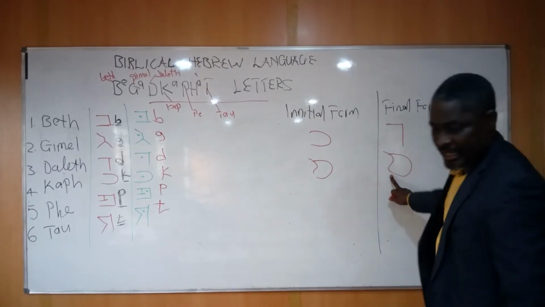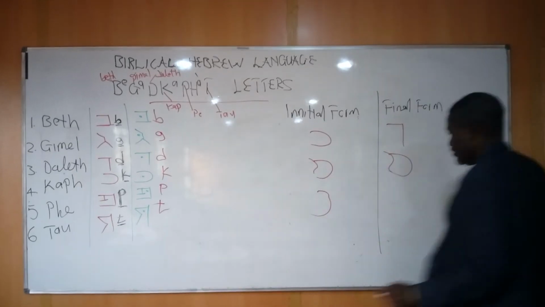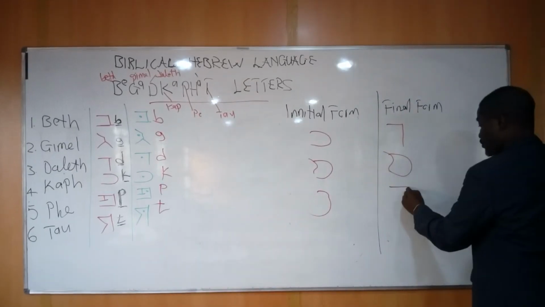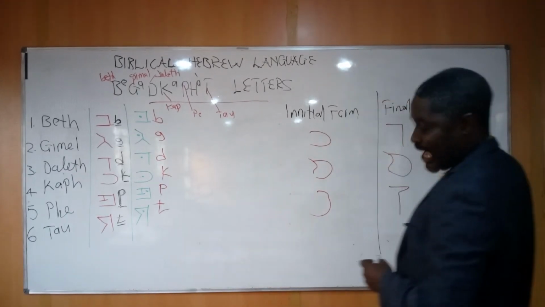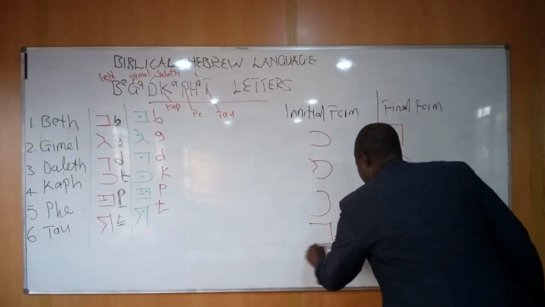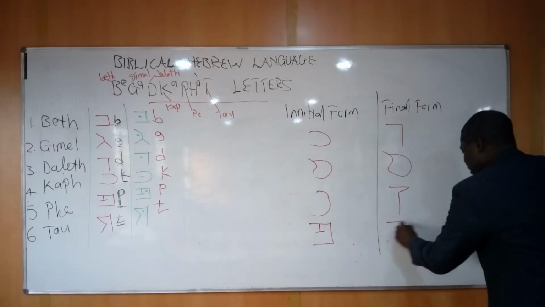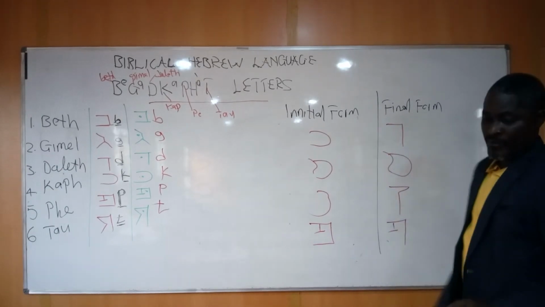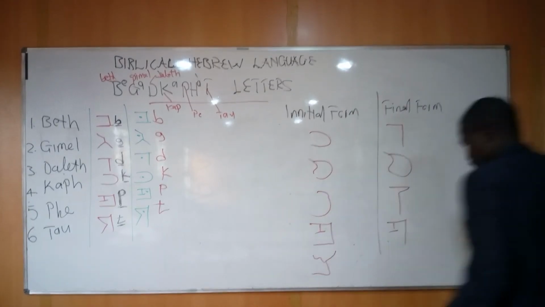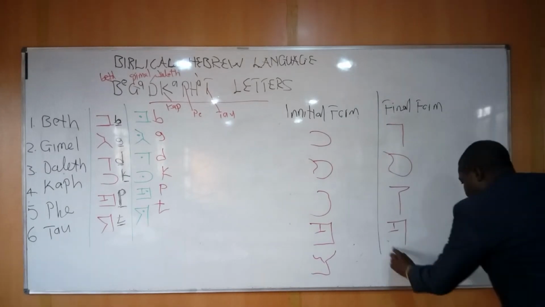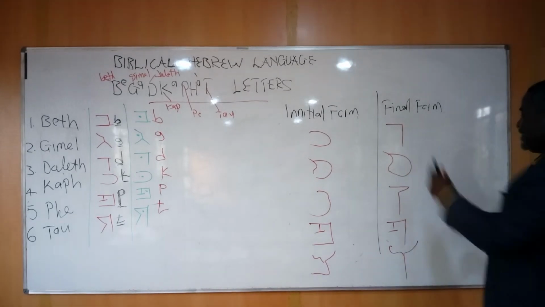Then you have Nun. Nun is written this way, but in the final form, Nun is written this way. Then another one is Pay. Pay is normally written this way, but when it ends a word, the form changes to this. And the final one, the fifth one, is Sade. Sade is written this way, but when Sade ends a word, it's written this way. So most of the time, it is elongated.